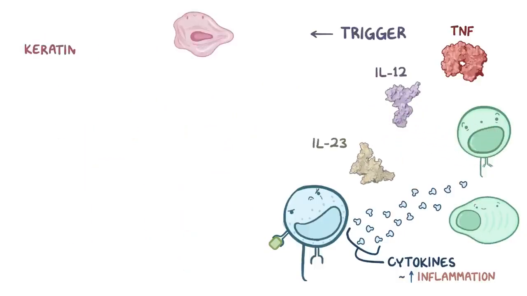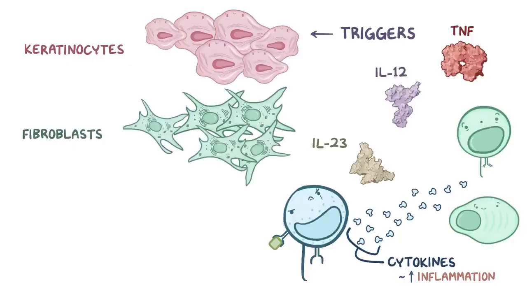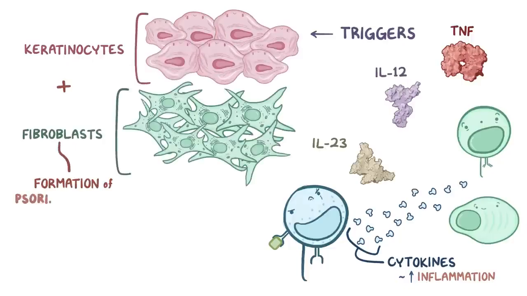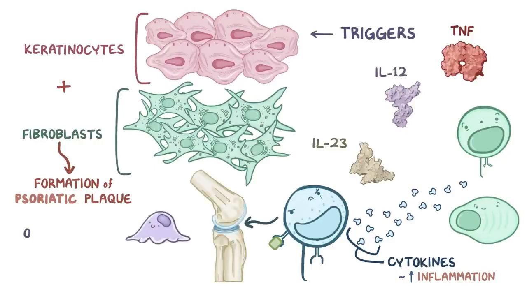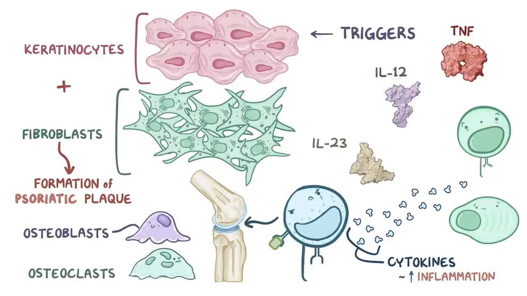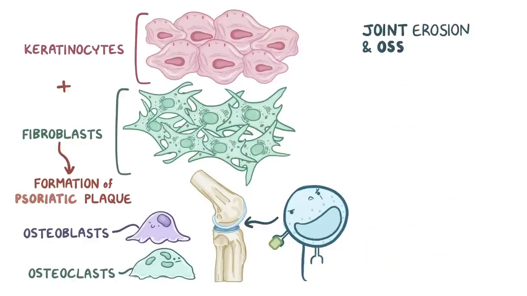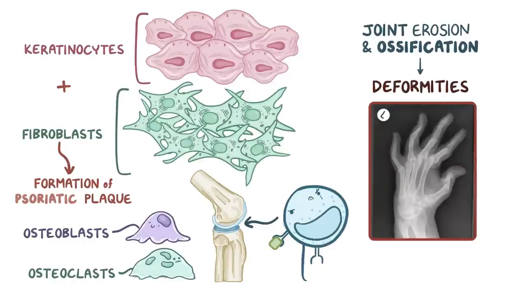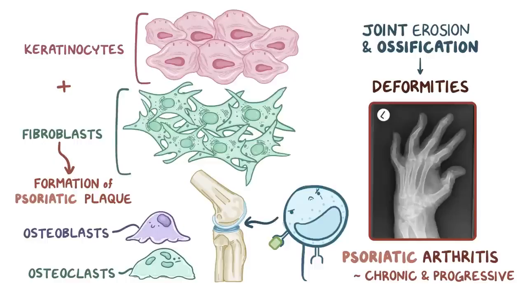This triggers keratinocytes and fibroblasts to proliferate, and leads to formation of a psoriatic plaque. In some individuals with psoriasis, T cells also go to the joints and trigger activation of osteoblasts and osteoclasts, leading to joint erosion and ossification, which can ultimately cause deformities. Psoriatic arthritis is chronic and progressive, which means that it typically worsens over time.